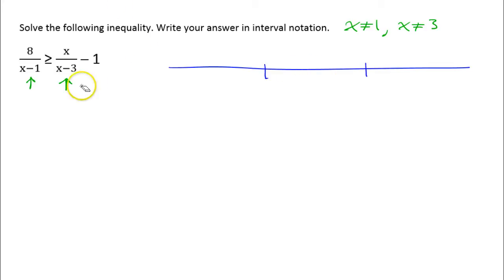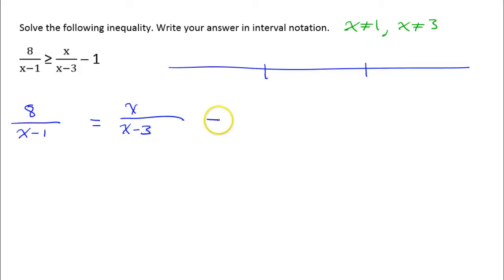We can also get additional critical values by solving the related equation that you get by replacing this inequality with an equal sign. So I'm talking about the equation 8 over x minus 1 equals x over x minus 3 minus 1. And I'm just going to go ahead and make a fraction because I know I'm going to need one in a moment.